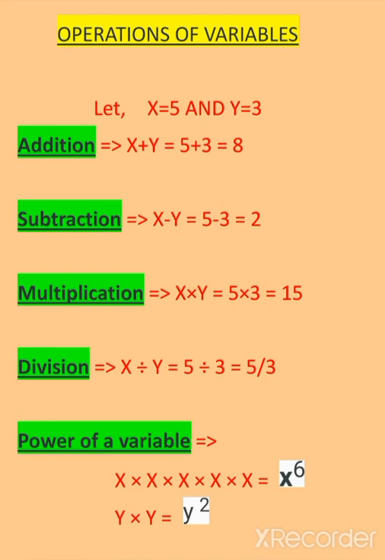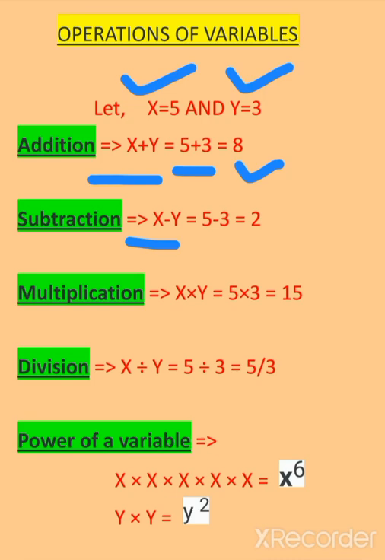So, now we must know about some basic operations on these variables. Here you can see we can apply these operations on variables as well. Let us suppose x is equal to 5 and y is equal to 3. So how can we apply the addition operation here? It's quite simple. Addition will be x plus y, that means 5 plus 3, which is equal to 8. Similarly, subtraction will be x minus y. X is 5, y is 3, so 5 minus 3 will give us 2. Similarly, multiplication is x multiply y, which is 5 into 3 equals 15.